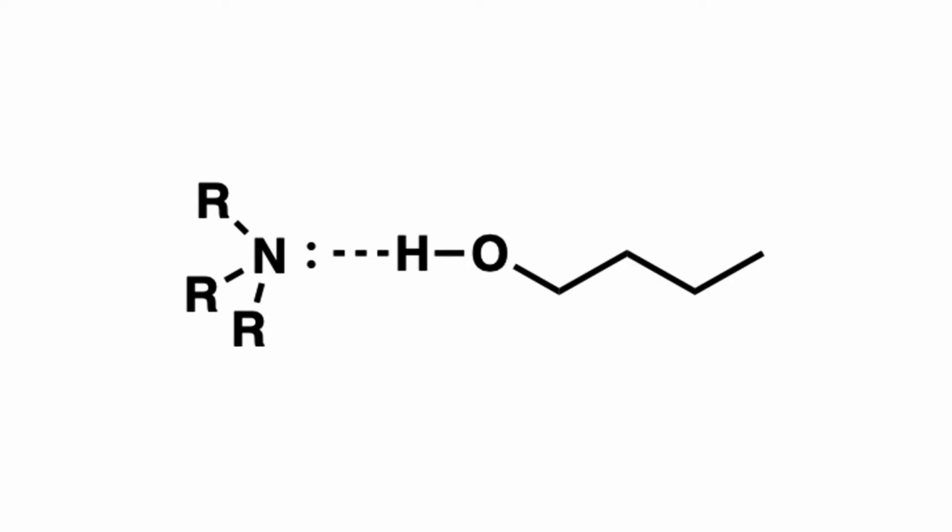HBAs are chemical species that can accept a hydrogen. On the other hand, HBDs are chemical species that donate a hydrogen. As an example, in the diagram shown, the oxygen atom of the hydroxyl group is called a hydrogen bond donor because it provides an intermolecular hydrogen site to nitrogen, and the nitrogen atom is called a hydrogen bond acceptor because it is accepting the intermolecular hydrogen from the oxygen.